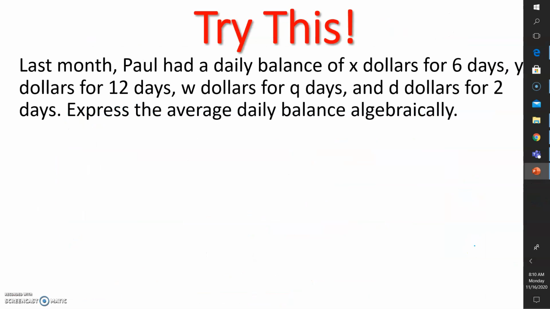All right, let's continue. Okay, so now it's your turn to try. Last month, Paul had a daily balance of X dollars for 6 days, Y dollars for 12 days, W dollars for Q days, and D dollars for 2 days. Express the average daily balance algebraically. Now remember, follow the same steps as you did before, but this time use the variables.